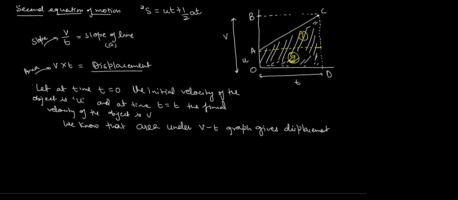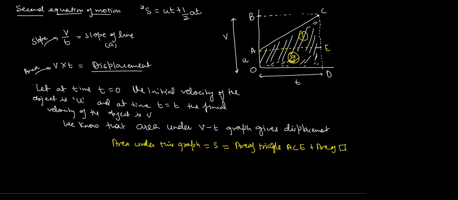So we can write here, the area under this graph is equal to S, and that will be equal to the area of triangle ACE, let this point be E, plus the area of rectangle OAED. Okay, this is the area I'm considering, the second area.